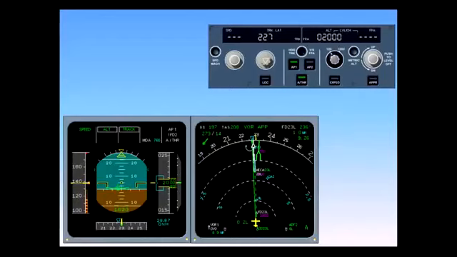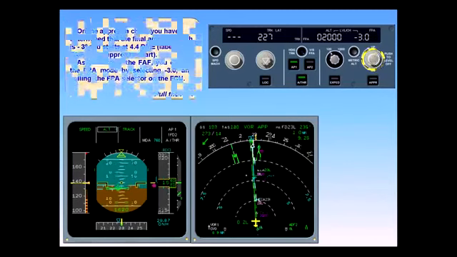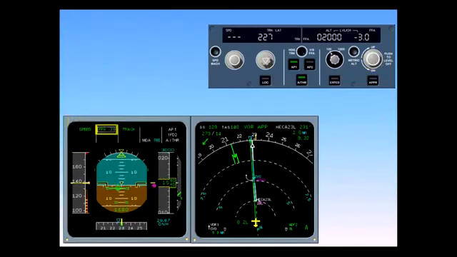As you cross the FAF, you engage the FPA mode by selecting -3.0 and by pulling the FPA selector on the flight control unit. Pull the FPA. The FMA displays FPA -3.0 degrees, indicating that the autopilot will descend on a -3 degree descent path. After crossing the FAF, select the proper go-around altitude and cross-check the approach using raw data information, VOR bearing, altitude versus DME.